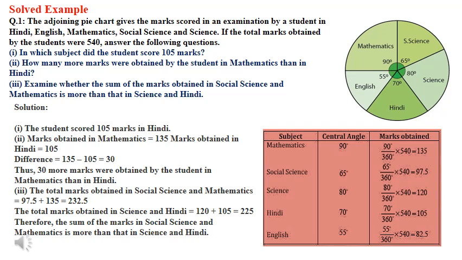Now the third question is: examine whether the sum of marks obtained in social science and mathematics is more than that in science and Hindi. First of all, we have to calculate the total marks obtained in social science and mathematics, that is 97.5 plus 135, which is going to be 132.5. Now the total marks obtained in science and Hindi, that is 120 and 105, is equal to 225. Therefore the sum of the marks in social science and mathematics is more than that in science and Hindi.